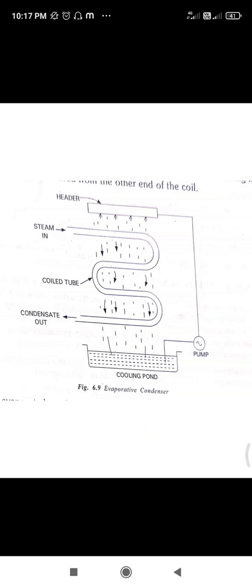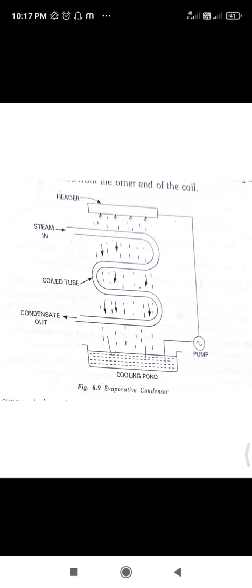You can see on my screen there is an evaporative condenser figure. It consists of the header, a steam inlet, a coiled tube and the condensate outlet, and we have the cooling pond. From the cooling pond, water is pumped through the pump. This evaporative condenser is used where the supply of cooling water is limited.